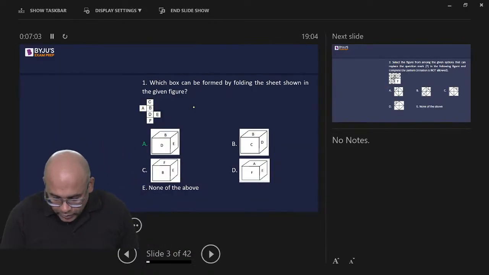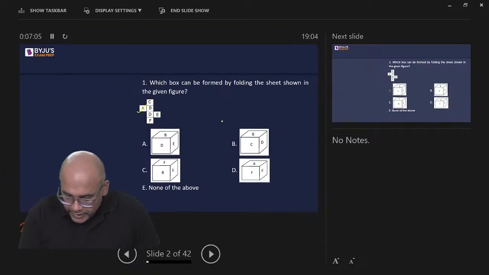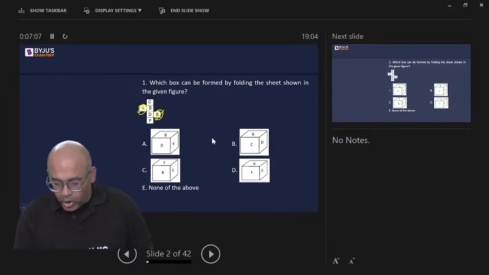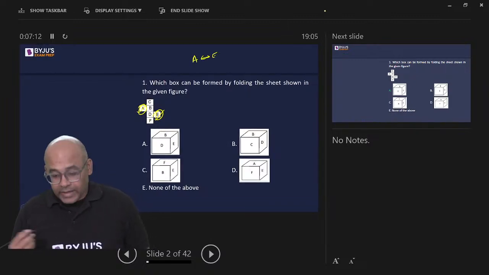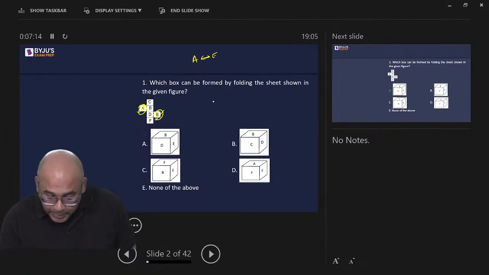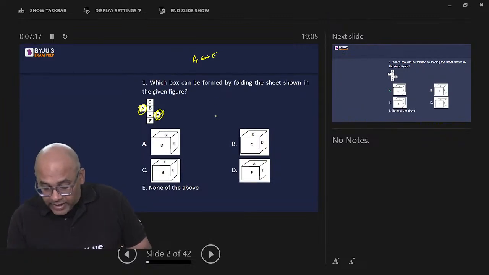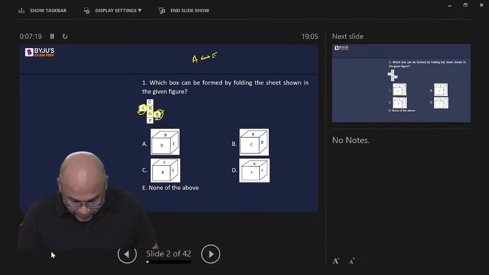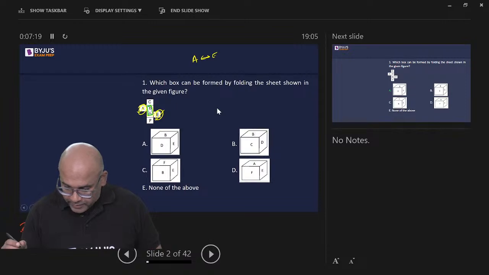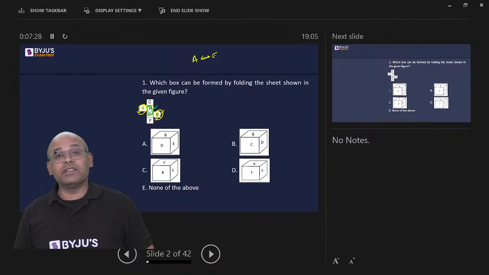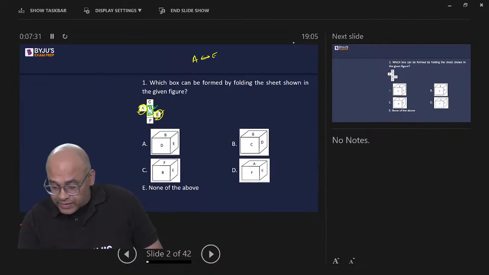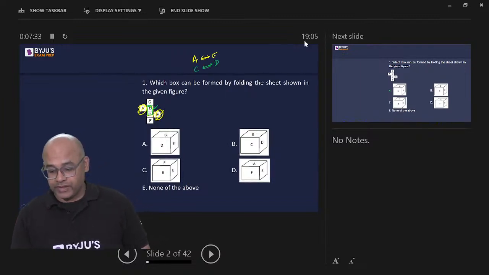You will see that these two will be opposite each other. So A will be opposite E. The other part of the theory is also that B and D will be adjacent. Let me change the color so that you can follow. B and D will be adjacent to each other, and C and D will be opposites, and B and F will be opposites.